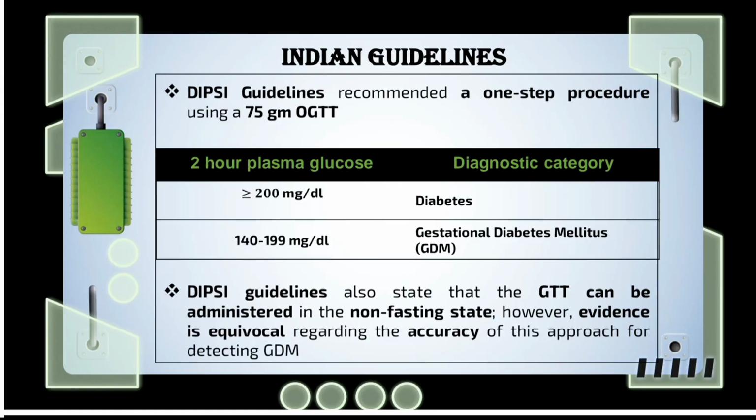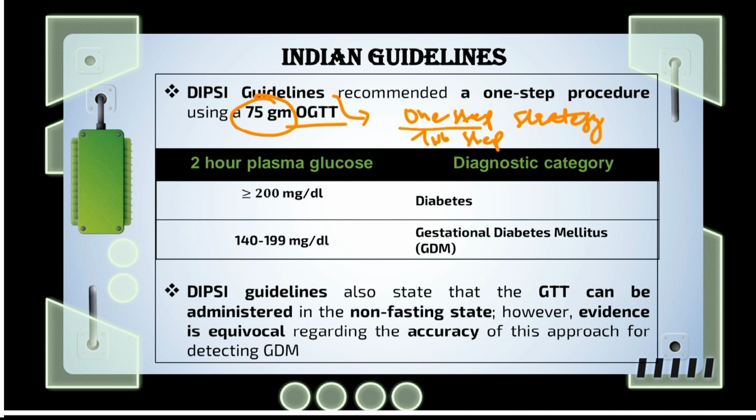The DIPSI guidelines have two strategies, the one-step strategy and the two-step strategy. In India, for convenience, we usually follow the one-step strategy for the diagnosis of GDM. As per this one-step strategy of DIPSI guidelines, we perform the oral glucose tolerance test by giving 75 gram of glucose to the pregnant lady, and the plasma glucose level is recorded after 2 hours of the consumption, and diagnosis is made accordingly.